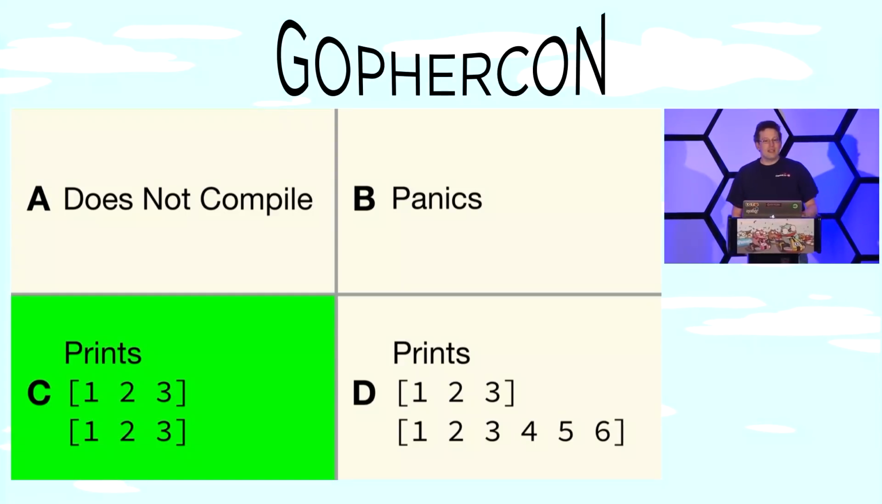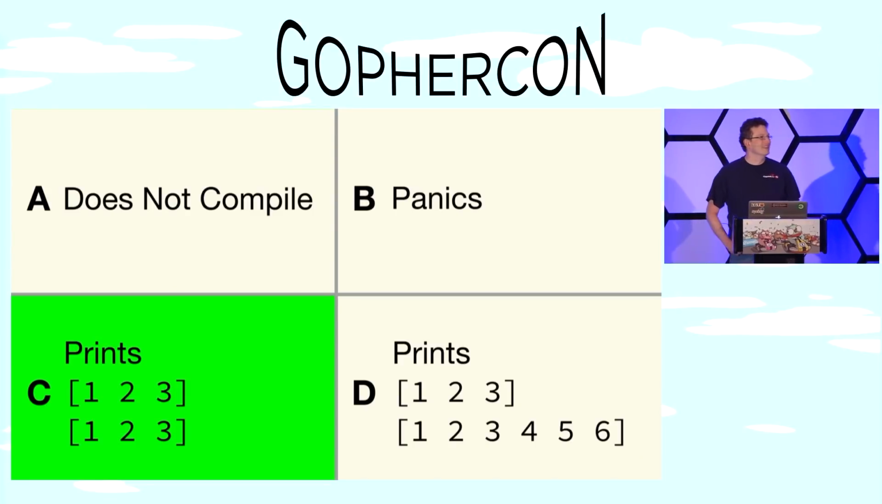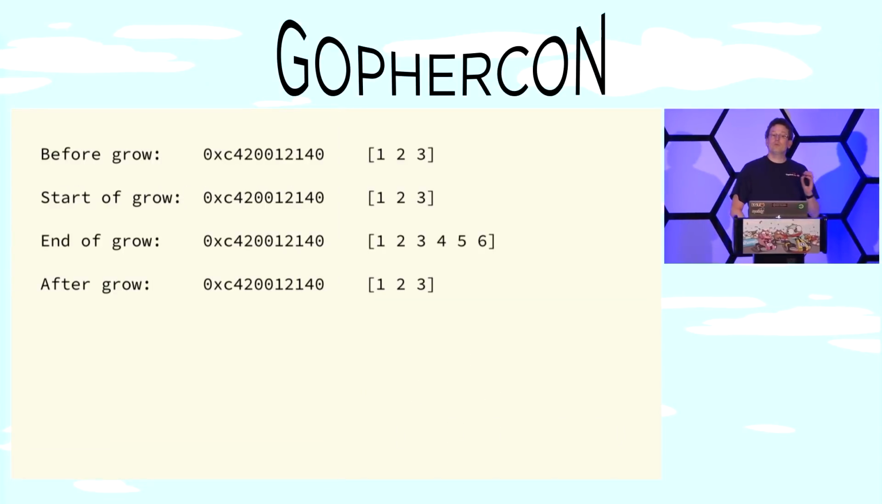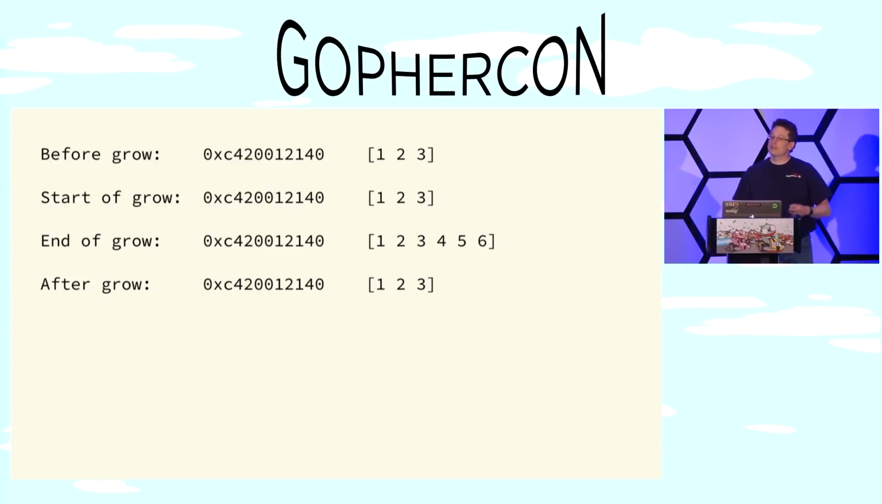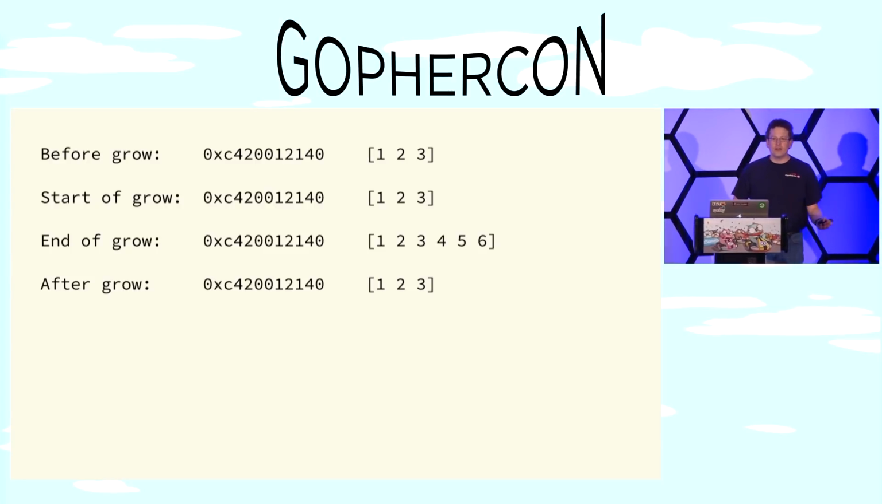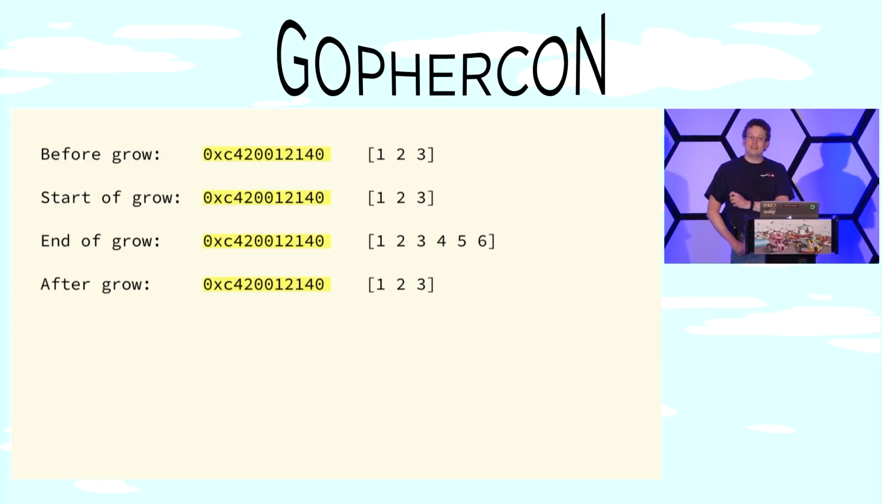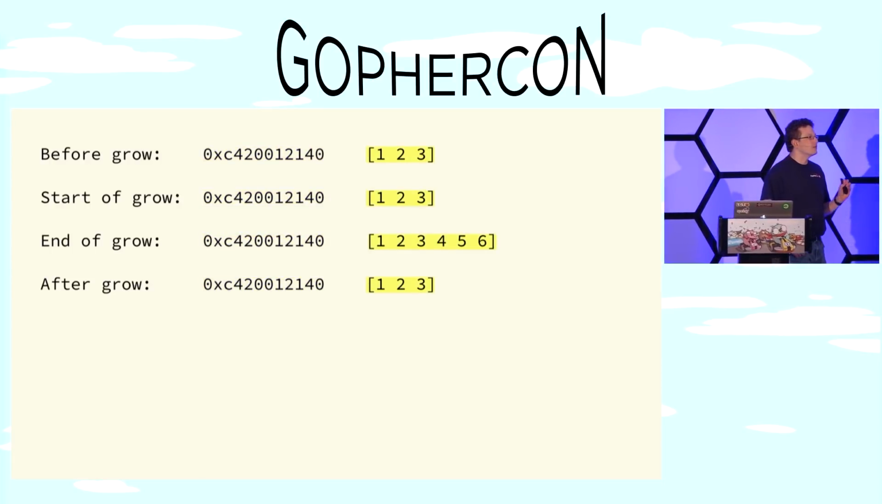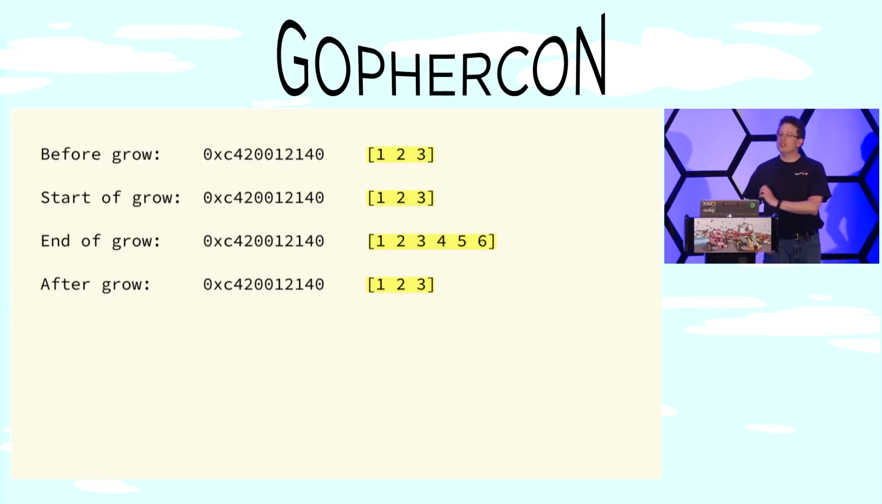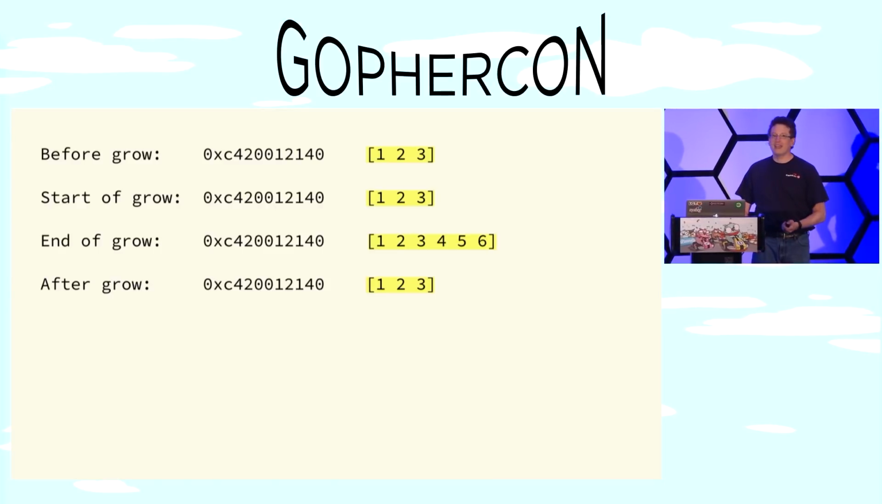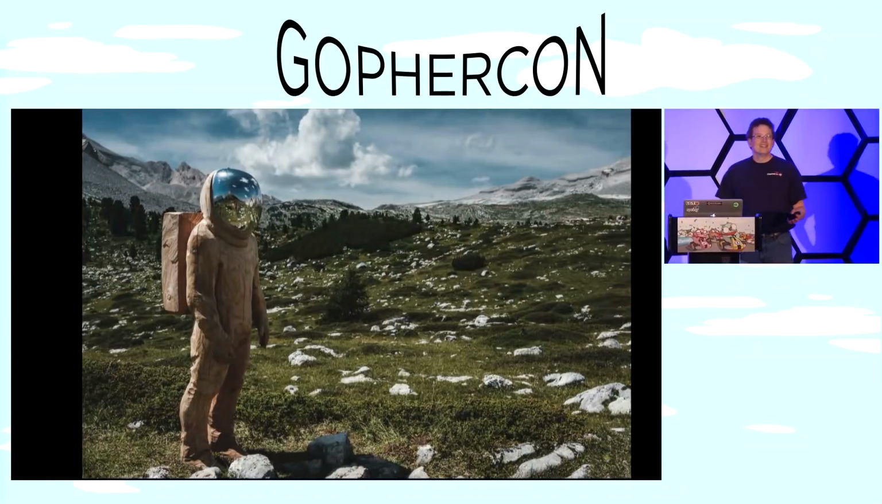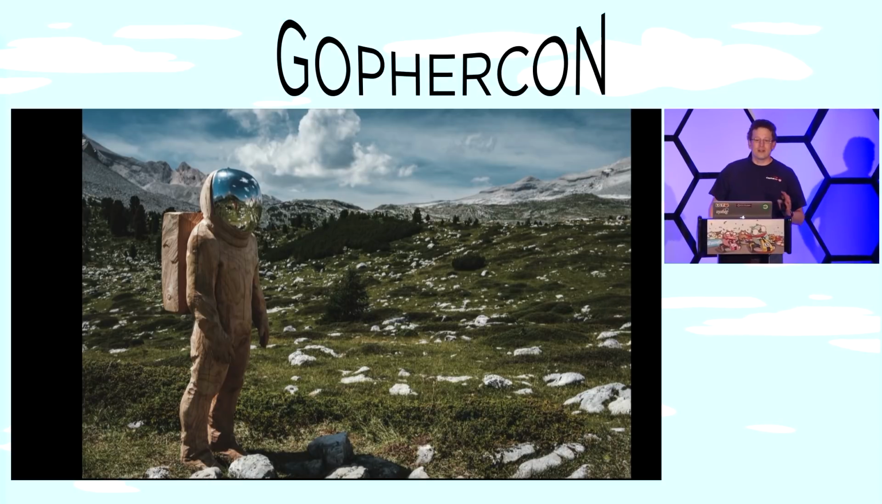Oh, the answer is C. It prints out 1, 2, 3 twice. And what makes it even weirder is if we put back in those print statements to display the pointer value alongside the actual value, you'll see the pointer value is the same on all 4 lines, but the contents of the slice are only different when we're still inside of grow. So the pointer doesn't change, but the value doesn't stick. What? So what's going on?